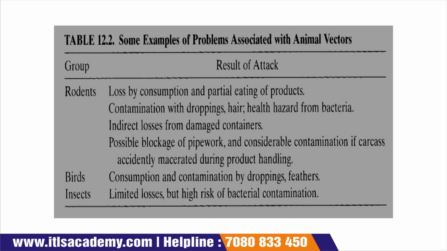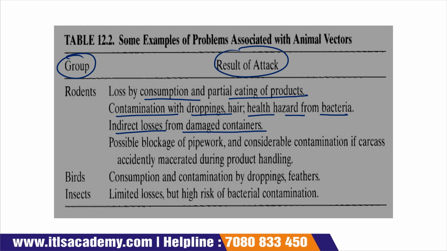Now the next is some examples of problems associated with animal vectors. The first column is for the group of animal and the second is the result of the attack. If there are rodents, then there is loss by consumption and partial eating of the product, contamination with droppings and hair, health hazard from bacteria, indirect losses from damaged containers, possible blockage of pipework, and considerable contamination if a carcass is accidentally macerated during product handling.